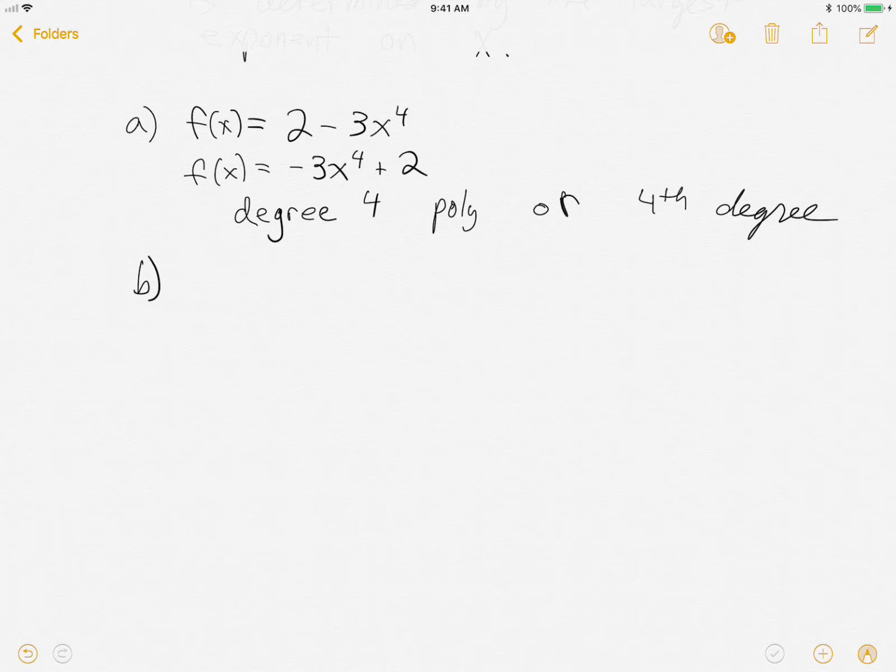Okay, another example: is the square root of x a polynomial? Well, we can rewrite that as x to the 1/2 power, and we said a polynomial has to have non-negative integer exponents. 1/2 is not an integer, so this guy is not a polynomial.